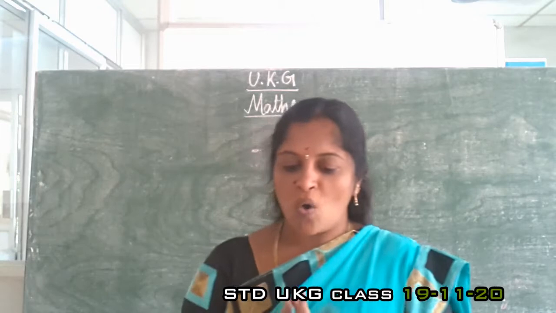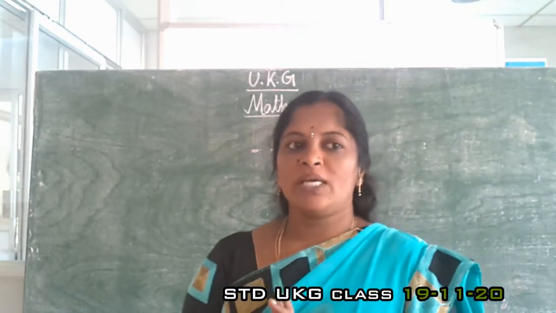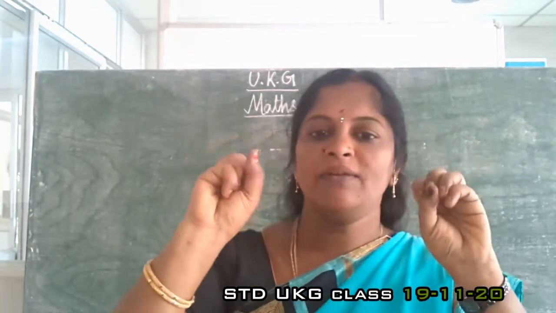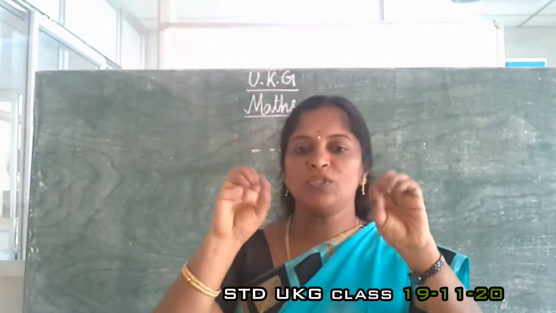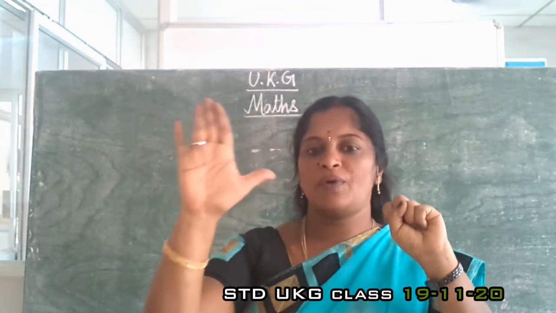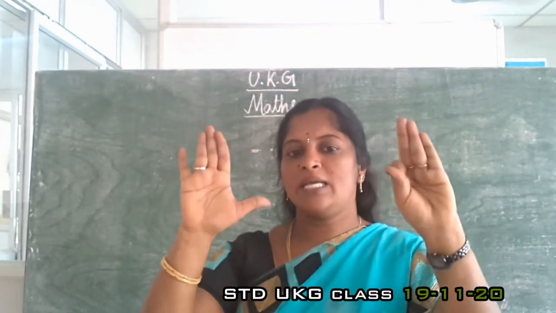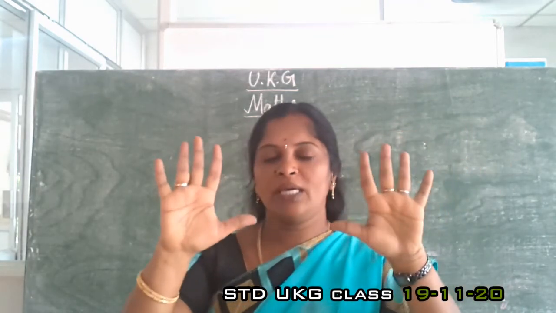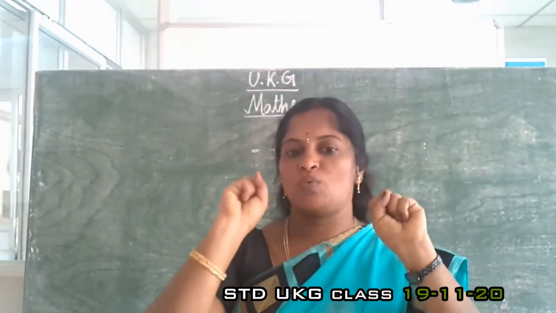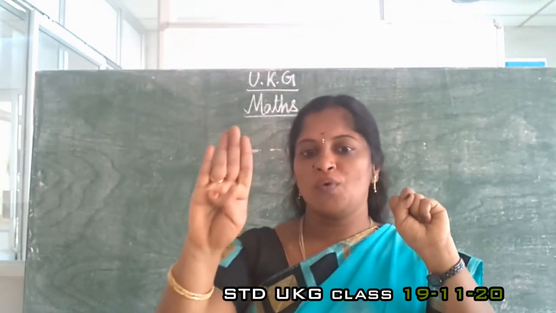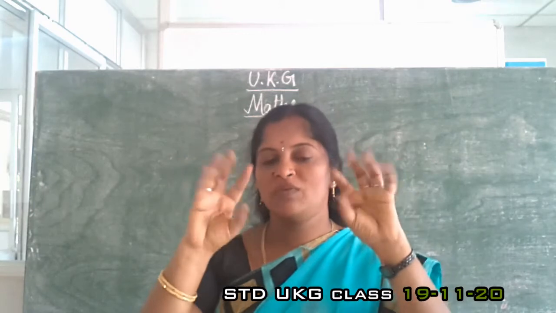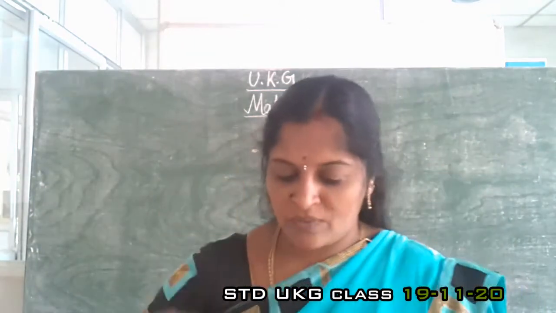Next question, how many ears do we have? 2. Next, how many fingers do we have? 10 fingers. 1, 2, 3, 4, 5, 6, 7, 8, 9, 10. How many fingers do we have? 10 fingers. Very good.